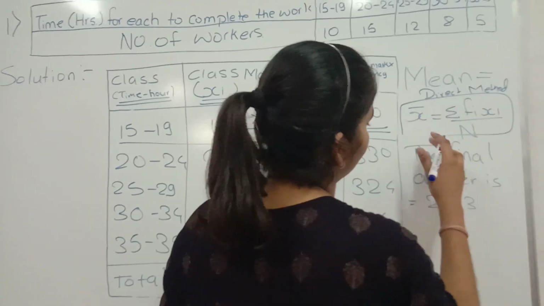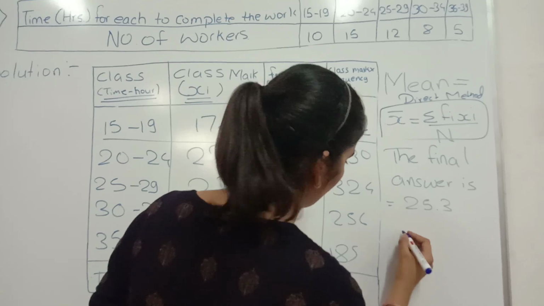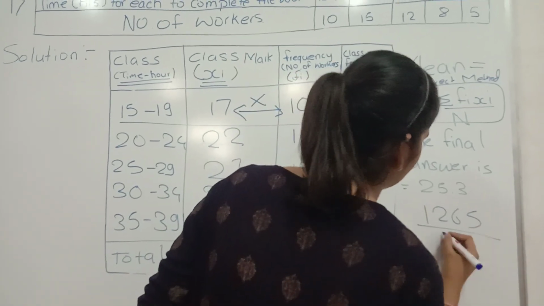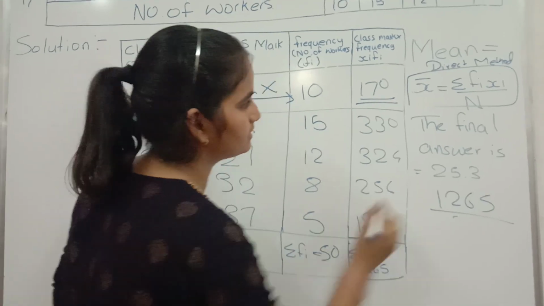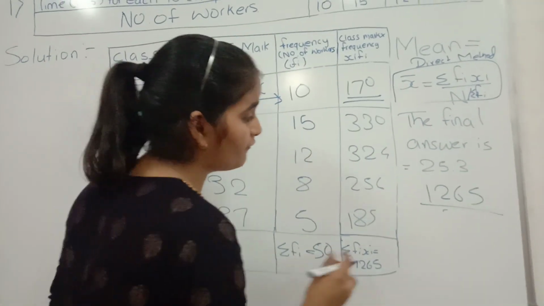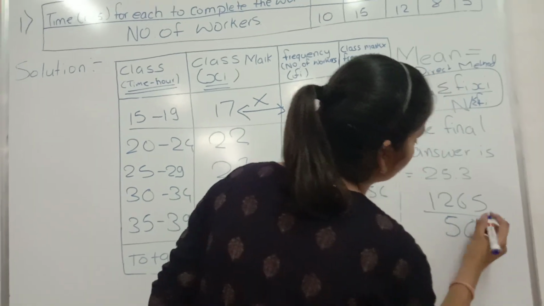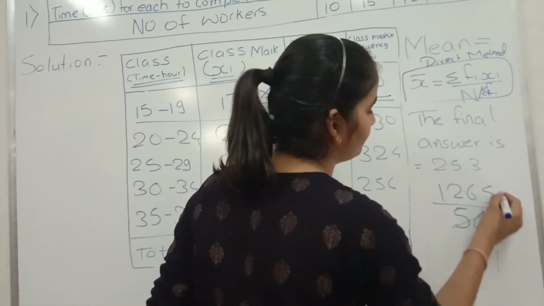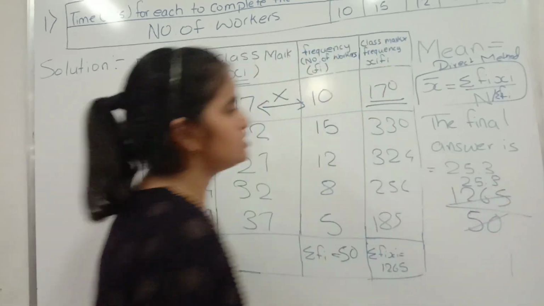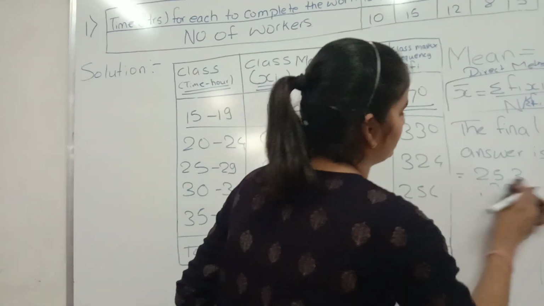Then we easily take what was our summation fi xi. It was 1265, and our n, or summation fi, was 50. Then we divide the two. 50 ones are 50, and the answer here is 25.3. So it was the final answer of this question.